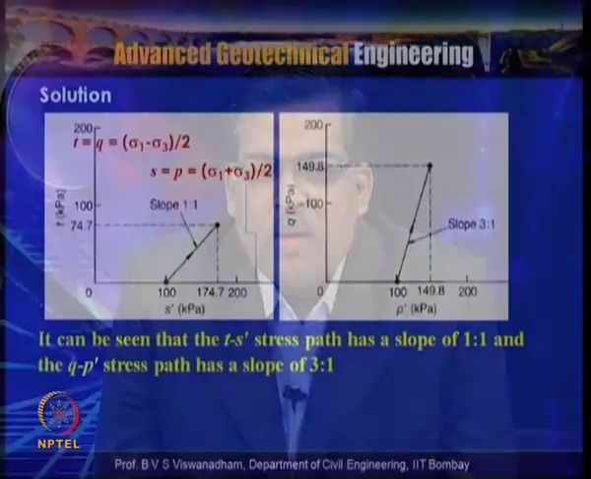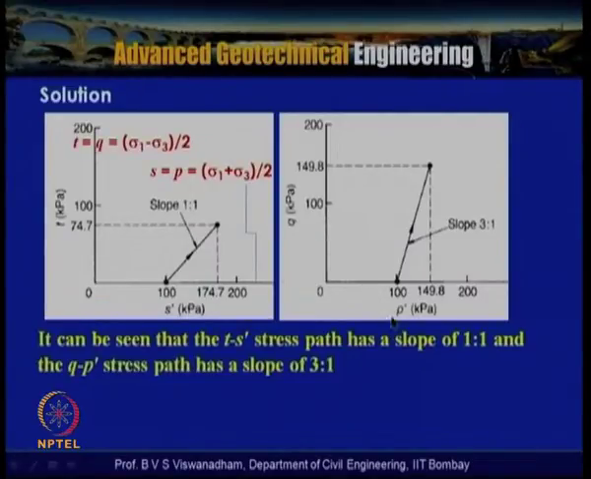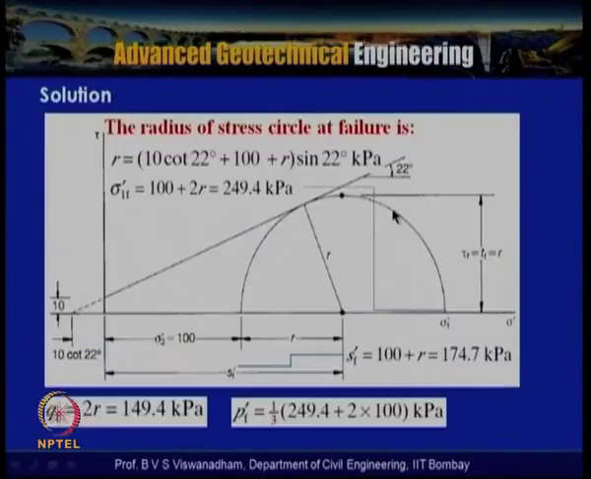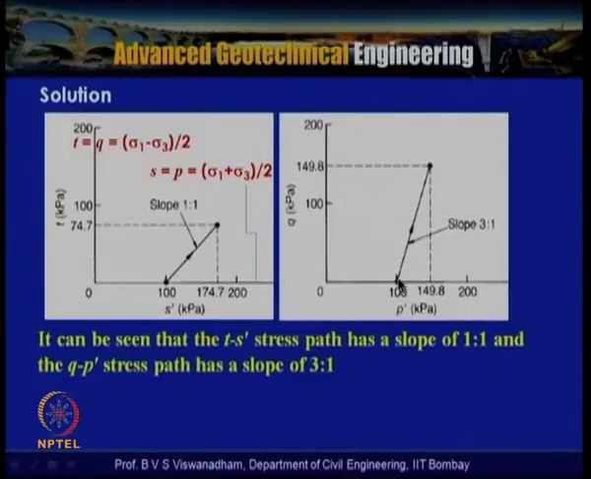Okay. Now next, we can get the stress paths. We have been asked to draw the stress path for t-s and q-p dash. So for both the things here, we have been given that this is p dash and this is q. And we know that this slope will be 3:1. So the q is 149.4 kilopascals. That is here, it is plotted here, and this is 100, that is the cell pressure which is applied. So it traverses from here to here to failure.